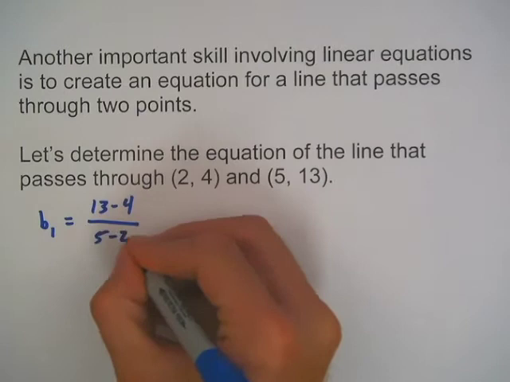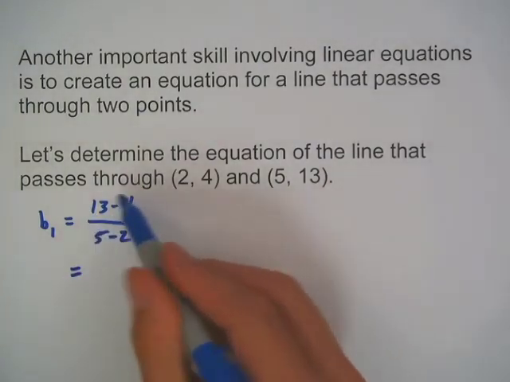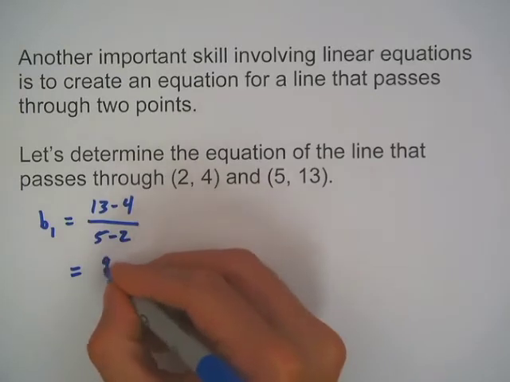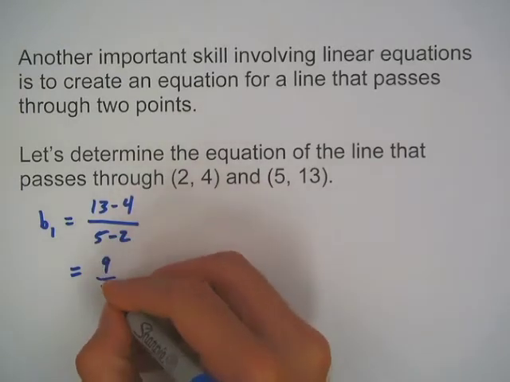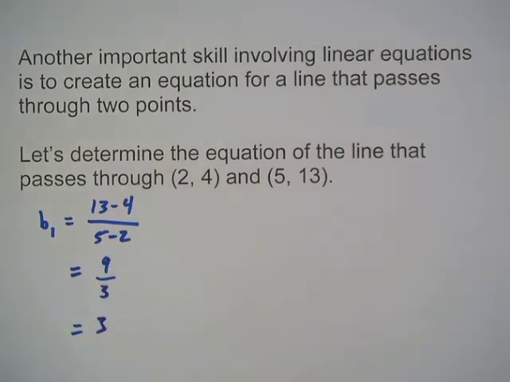Okay, so now if we do that, we get 13 minus 4 is 9. 5 minus 2 is 3. So 9 divided by 3 is 3. So my slope, b1, is 3.